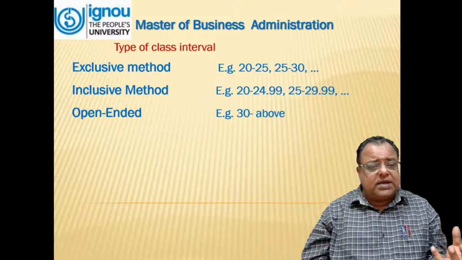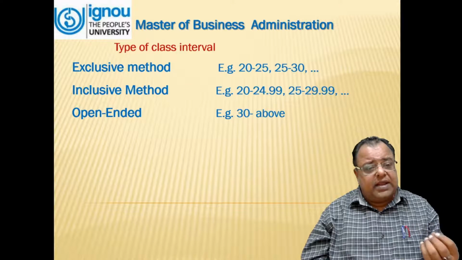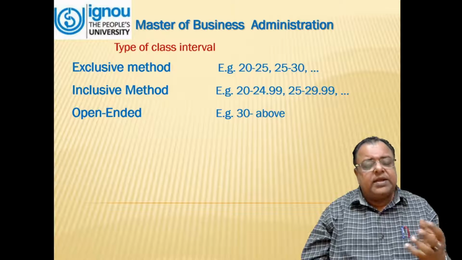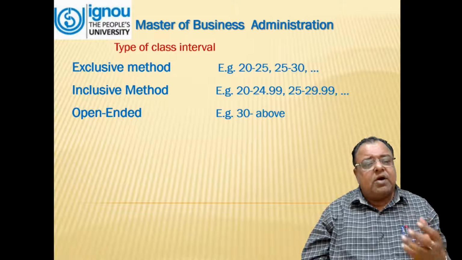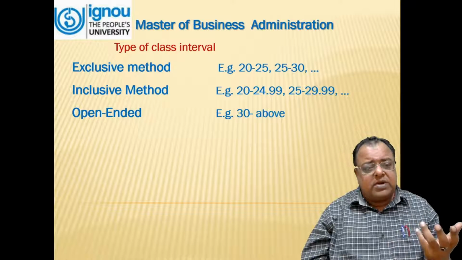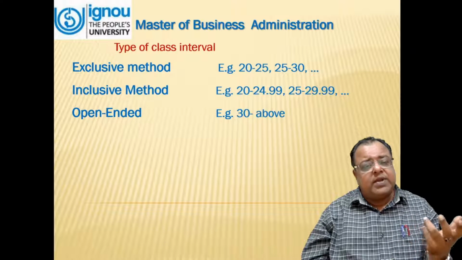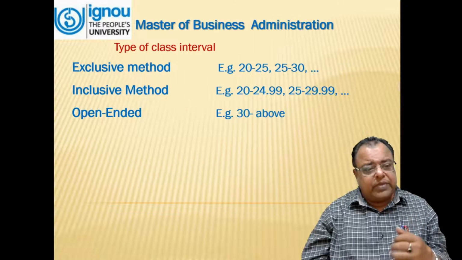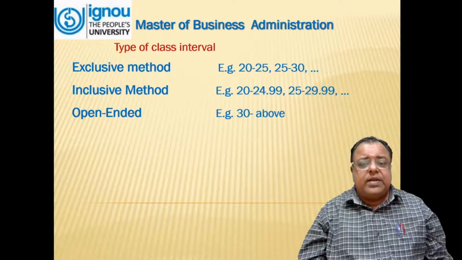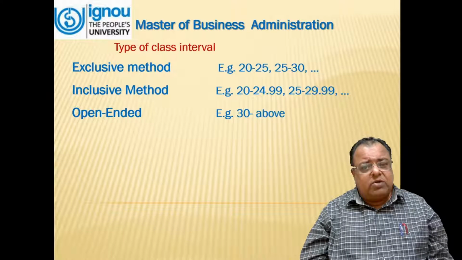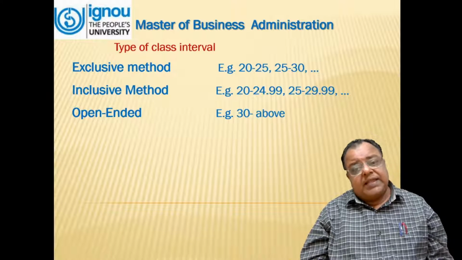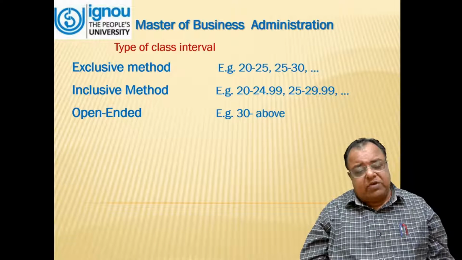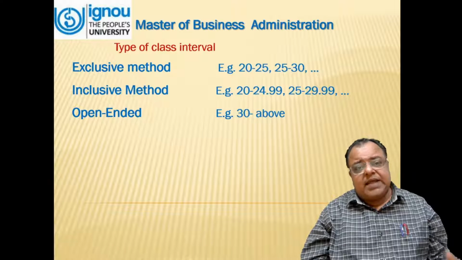Now, how is the class interval identified? There are 3 methods. It can be the exclusive method, the inclusive method, or the open method. If you talk about the exclusive method, for example, it is 20 to 25, and the next class interval will be 25 to 30. In the inclusive method, it is basically 20 to 24.99, and the second class will be 25 to 29.99. And if you talk about open-ended, it will be 30 and above.